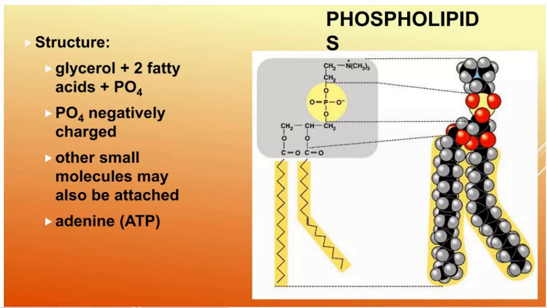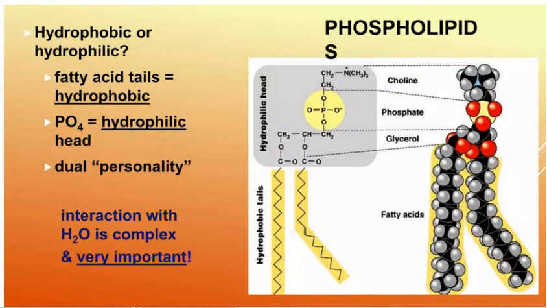Now, phospholipids. Glycerol plus two fatty acids plus phosphate. Phosphate is negatively charged and other small molecules may also be attached. Adenine, ATP, adenosine triphosphate. So hydrophobic or hydrophilic? Fatty acid tails, hydrophobic. Phosphate, hydrophilic head. Dual personality. Interactions with the H2O is complex and very important.